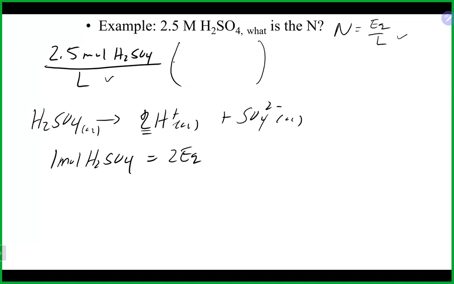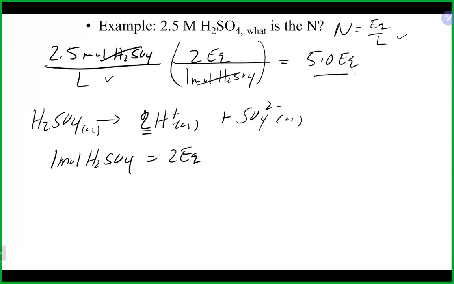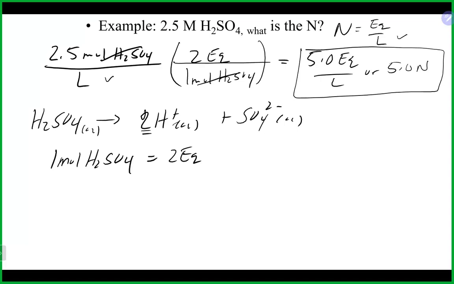So we want to get rid of moles. On the bottom, we'll put 1 mole of sulfuric acid. Up on top will go our 2 equivalents. The moles will cancel, and we get a normality for this acid of 5 equivalents per liter, or 5N. Question on that there. So obviously, if you had to calculate the normality, you could just figure out the equivalents, figure out the liters, divide it out, and you'll get the normality as we got here.